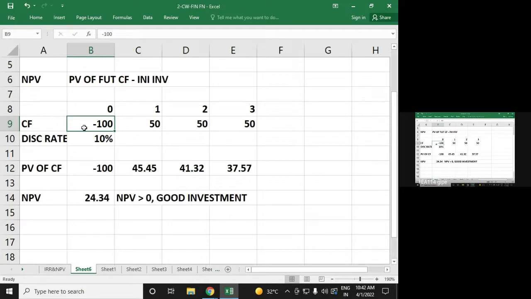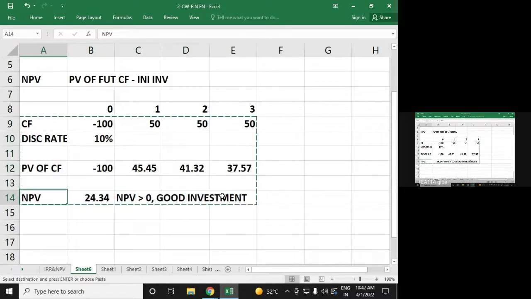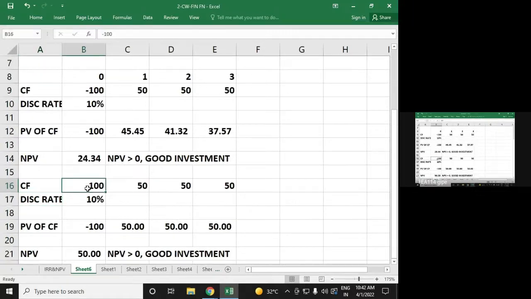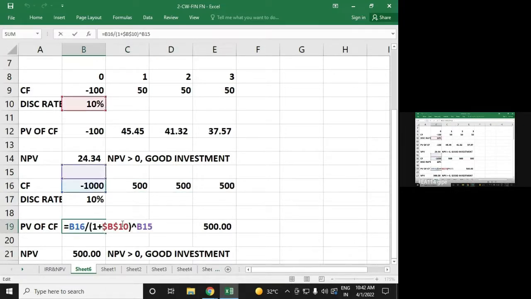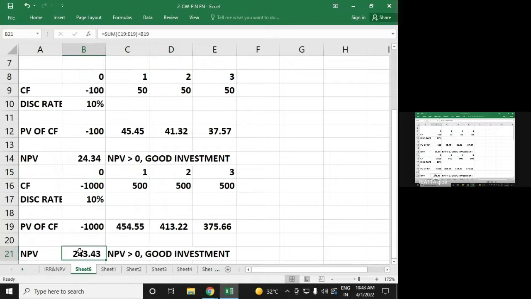So let's change the question. एक काम करते हैं, इसी क्वेश्चन का नीचे एक और केस क्रिएट कर लेते हैं. यहाँ पे 1000 डाल देते हैं और यहाँ पे 500, 500, 500 कर देते हैं. ठीक है, 0, 1, 2, 3 भी लिखना पड़ेगा. तो ये बराबर 243 हो गया.